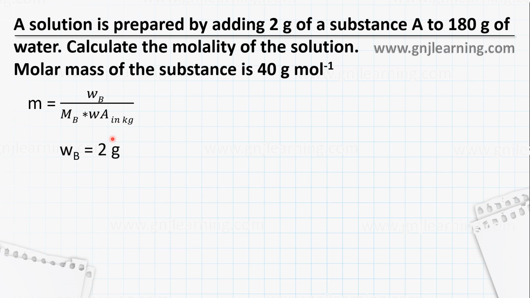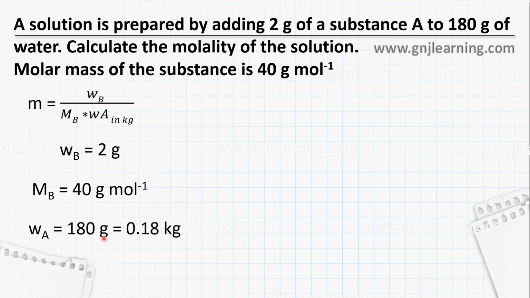So let's see, WB is 2 grams. It's prepared by adding 2 grams of substance A, so WB is 2 gram. Molar mass is given, that is 40 gram per mole, and WA is 180. According to the equation, we have to make it into kilogram, so it is equal to 0.18 kilogram. So how to do it? Divide it by 1000. So you will get that expression in kilogram, that is 0.18 kilogram.